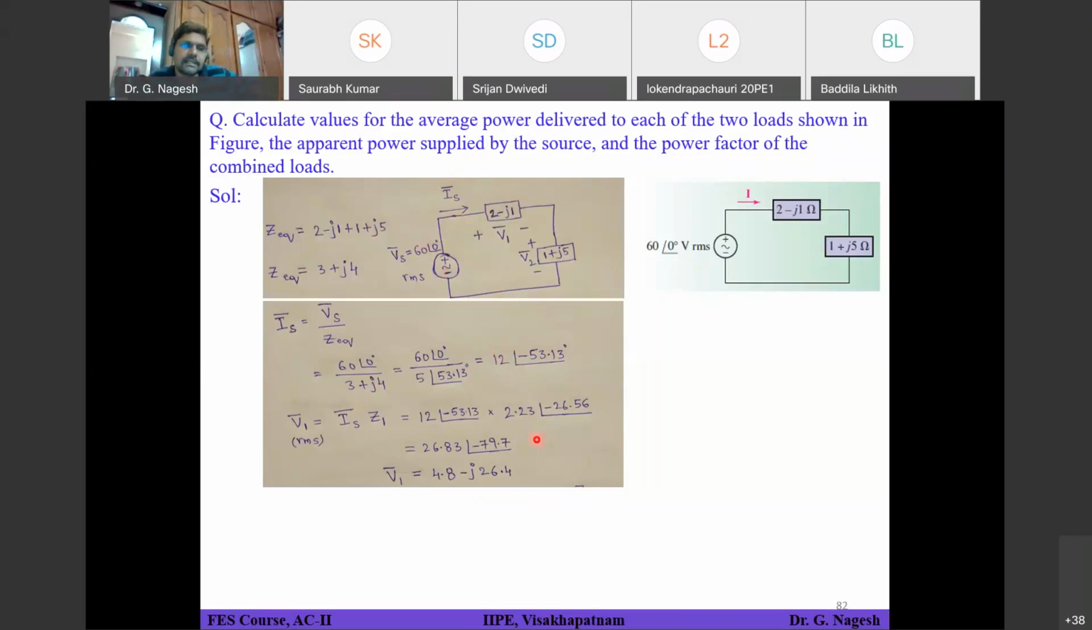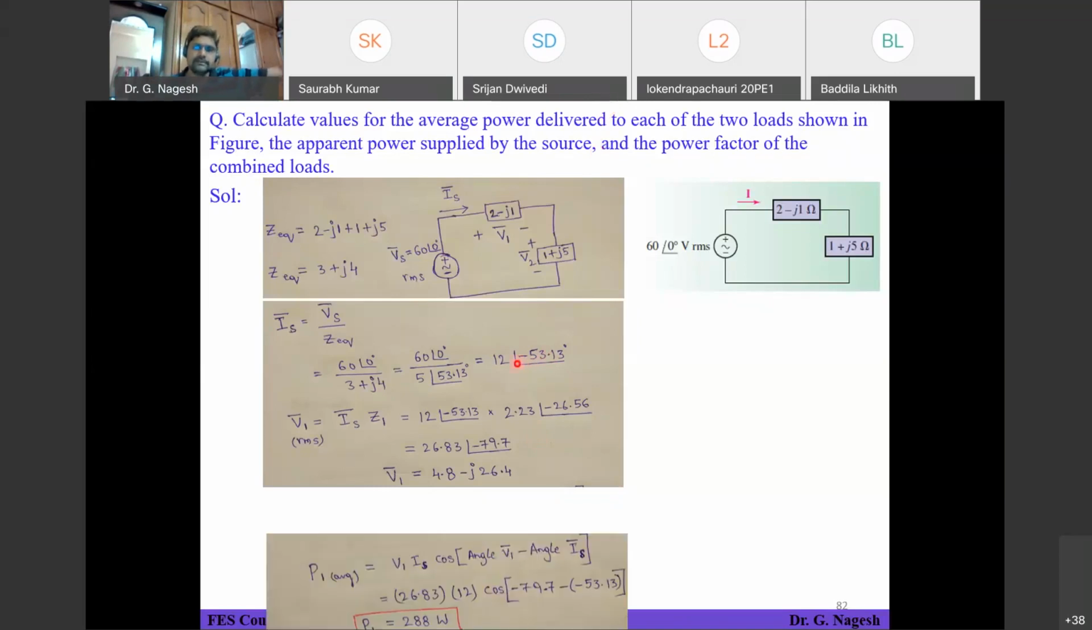So what will that be? 60 into 12 into cos of, what is the phase angle of voltage? What is the value of theta here? 0. Yeah, theta is equal to 0. So theta minus of minus 53.13, because your current has a phase angle of minus 53.13.